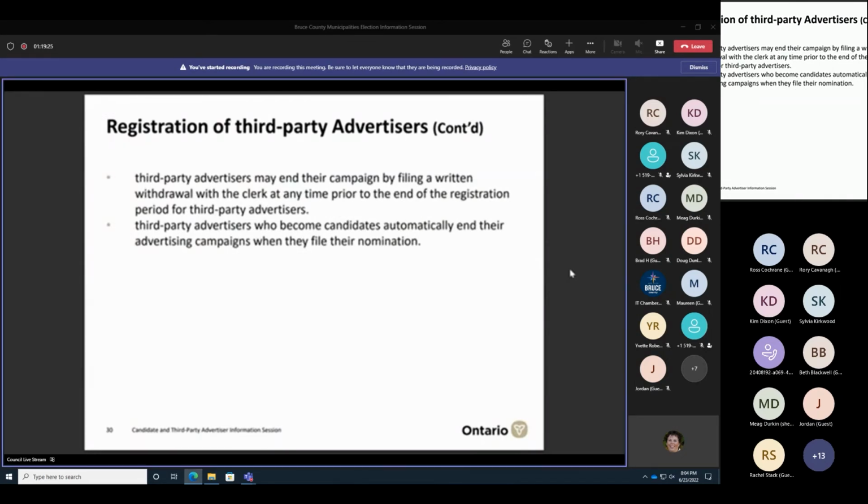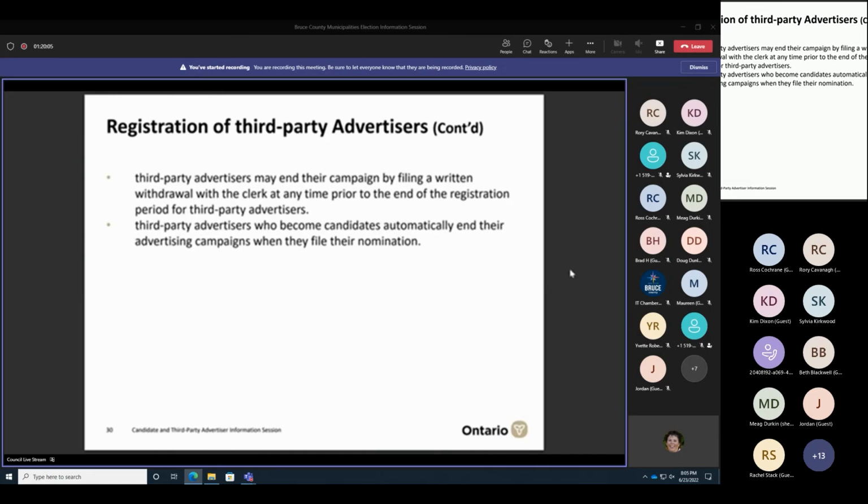So third-party advertiser withdrawal. The third-party advertiser's registration is deemed to be withdrawn if they file a nomination. So this means that their advertising campaign would automatically end when they file their nomination. If a corporation or trade union is registered as the third-party advertiser, it would not be affected by a person filing a nomination, as the person would not be the same entity. A third-party advertiser and a candidate would need to be careful to distance their activities, as third-party advertising may not take place under the direction of a candidate.